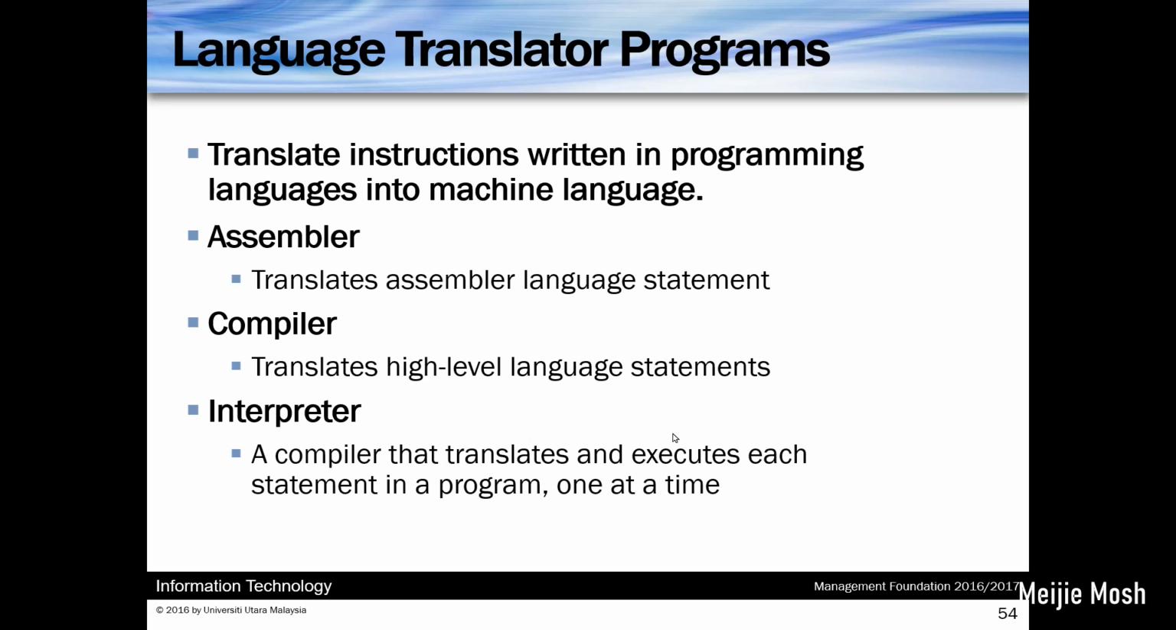So a language translator program, or a translator, is a program that translates instructions written in programming languages, usually high-level languages, into machine language or machine code that a computer understands. Okay, a program written in a high-level language is called a source program or source code, for example, a program written in C++, Java, or other programming languages. However, computers cannot understand the source code. So before it can be run, the source code must first be translated into a form which a computer understands. This form is called object code.